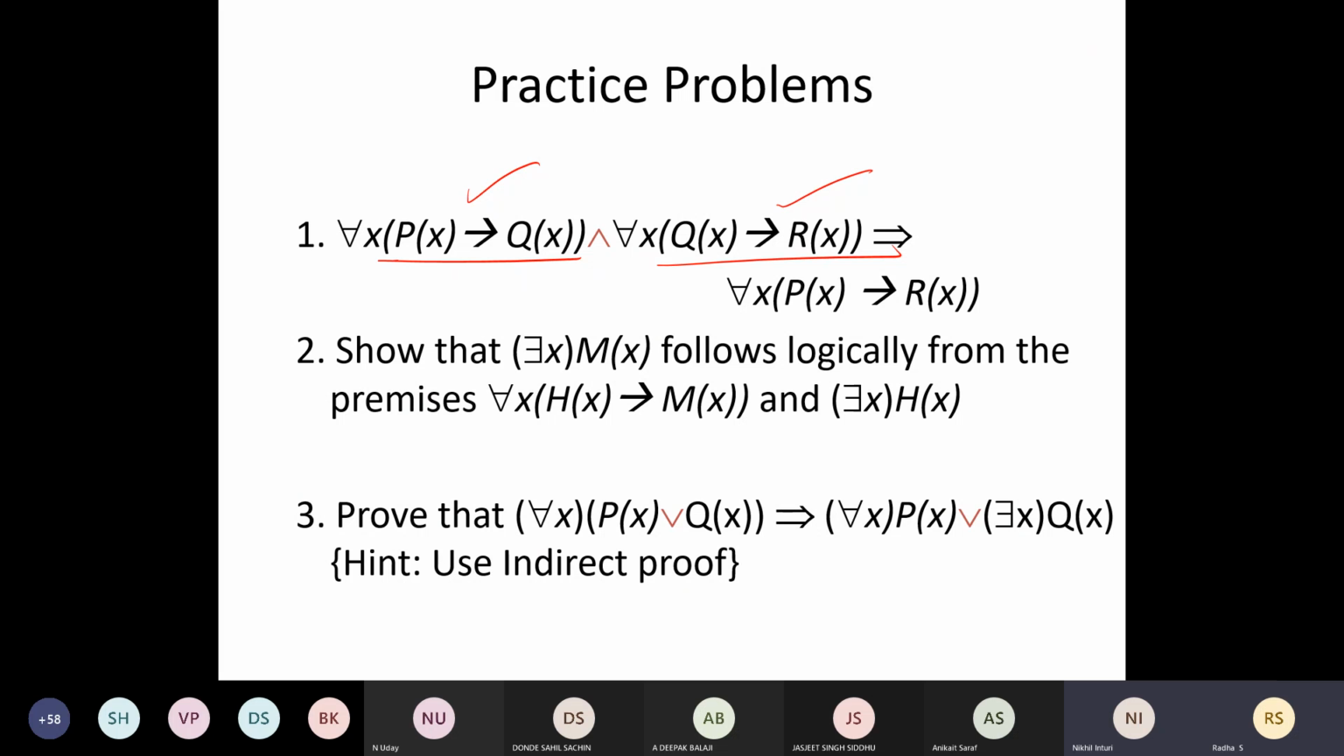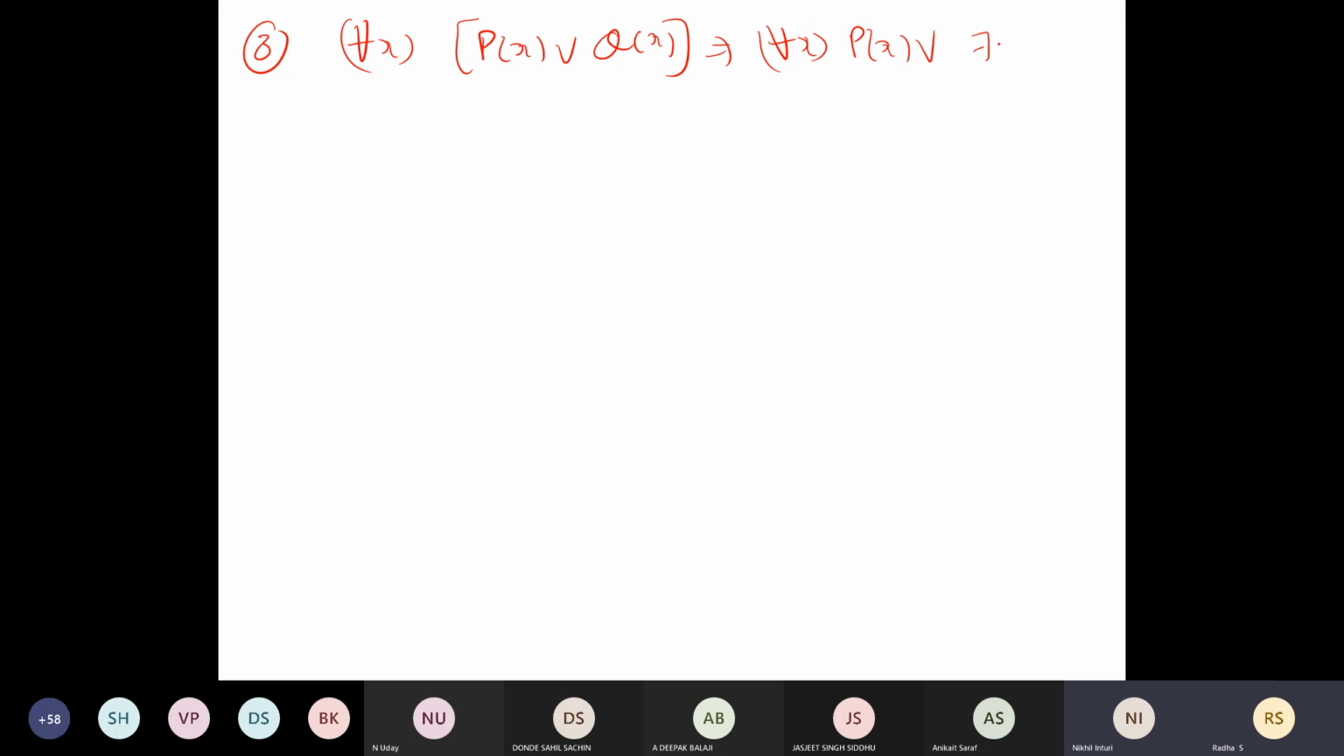For all x, P of x or Q of x implies for all x P of x or there exists x Q of x. The hint they have given is to use indirect proof. Third one: for all x, P of x or Q of x implies for all x P of x or there exists x Q of x.